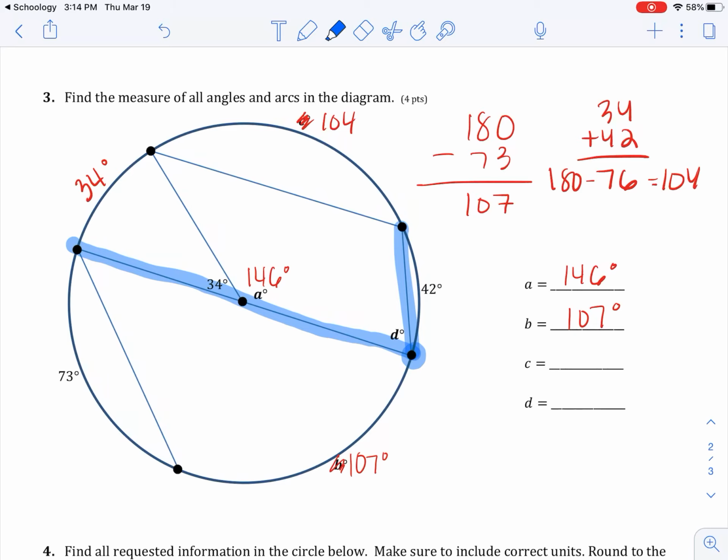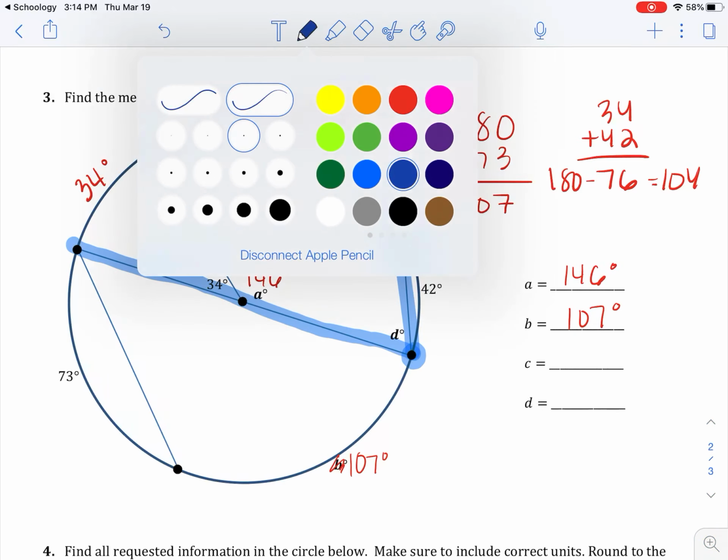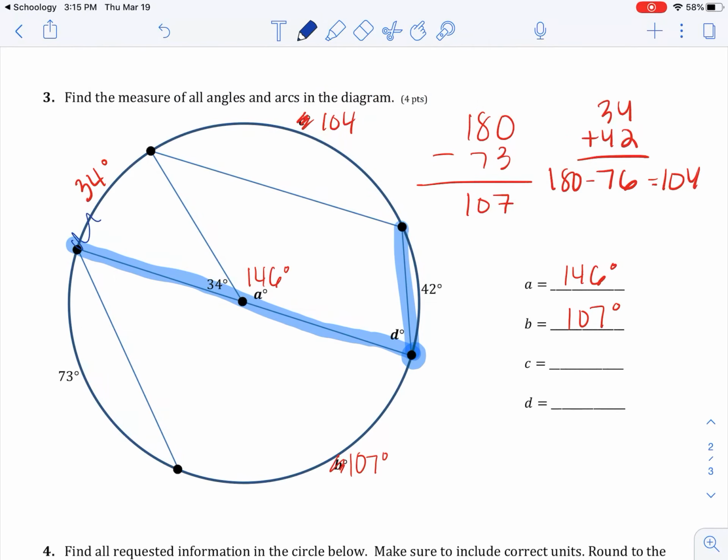If you look at it, it's an inscribed angle because its vertex is on the circle. An inscribed angle is half the measure of the intercepted arc. So if you look at the intercepted arc, this is the intercepted arc. 34 plus 104 is 138. So I have to take half of that. Half of 138 is 69 degrees.